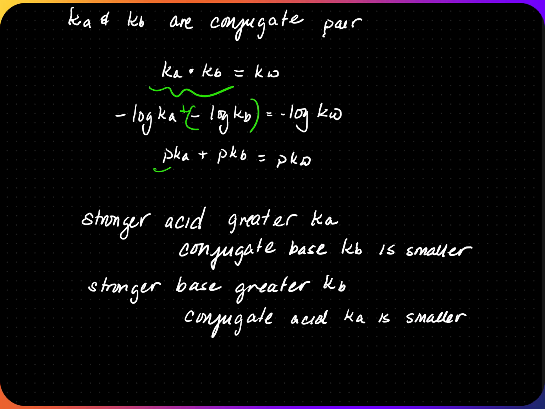So in essence, as we stated earlier, a stronger acid will have a greater Ka, therefore its conjugate base Kb is smaller. A stronger base with a greater Kb, its conjugate acid Ka will be smaller. They're always opposite, but if we multiply Ka and Kb of the conjugate pair, it will always equal Kw at a given temperature. At room temperature it is 1 times 10 to the negative 14th.